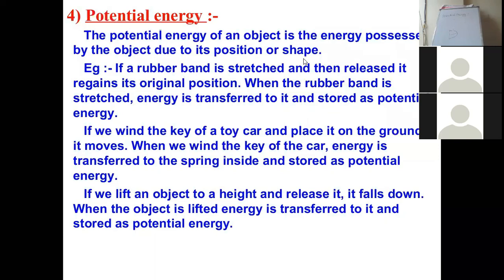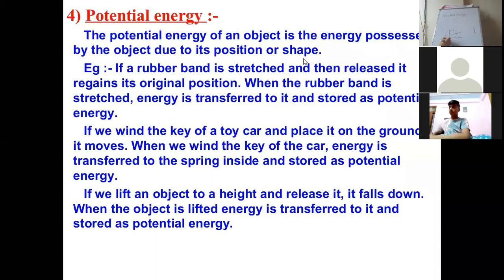Now what happens? If the archer has to aim the arrow at a particular place, what is the archer going to do? The archer is going to stretch the bow. The string which is attached with the bow, this is the bow and this is the string, and this is the arrow. The archer has to aim the arrow at a particular target, right? Now the archer will stretch it backwards. The archer will pull the string backwards.